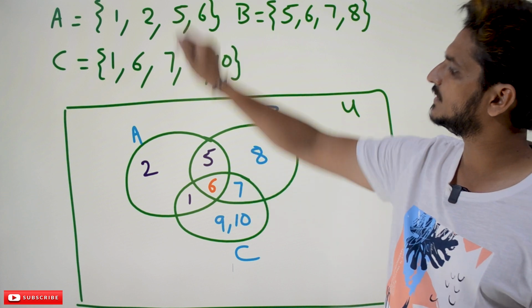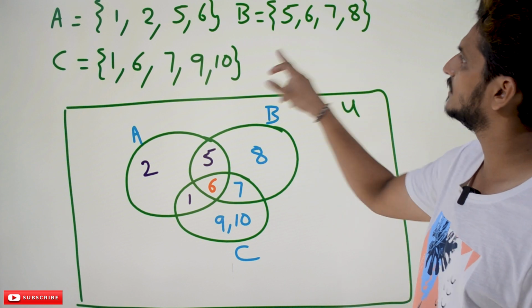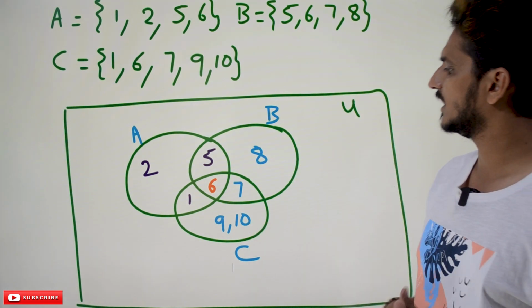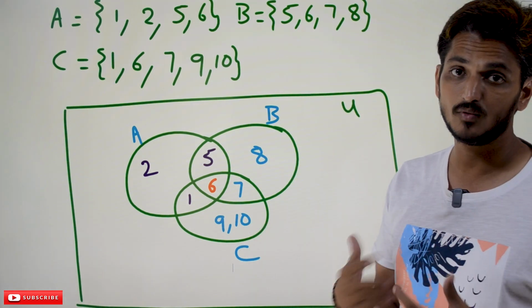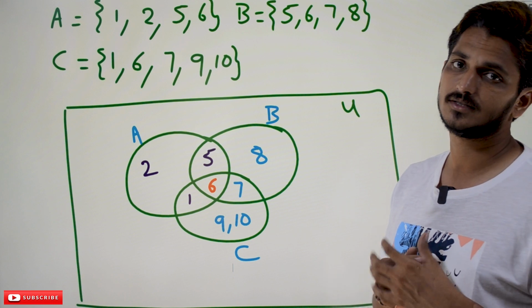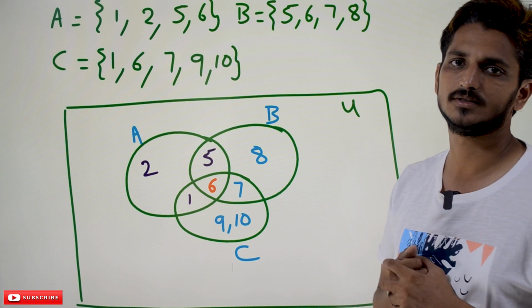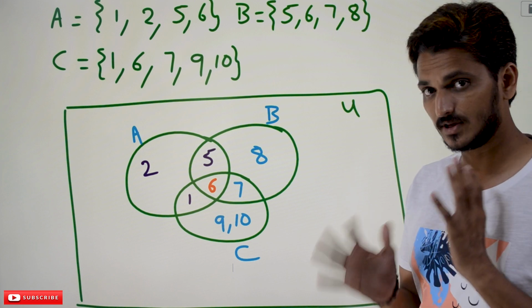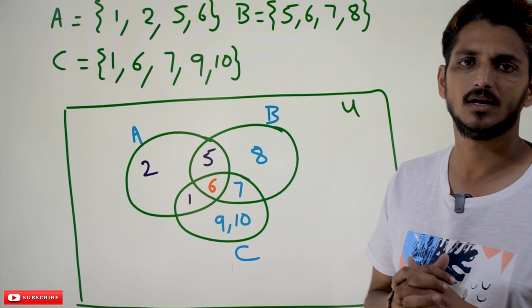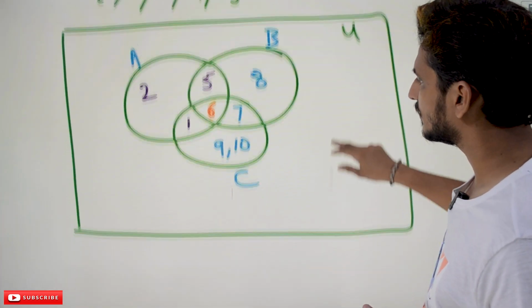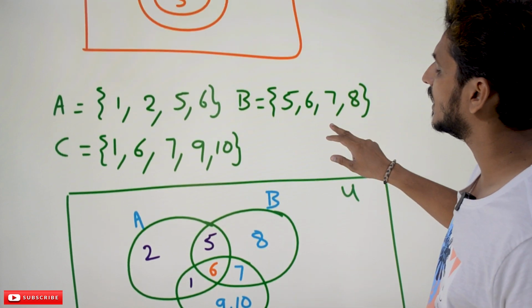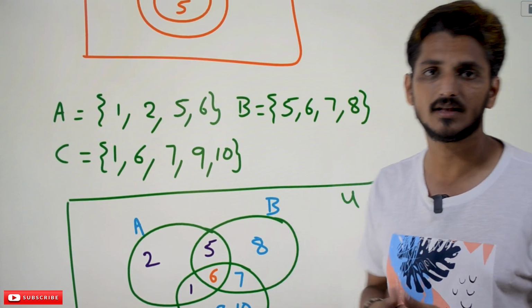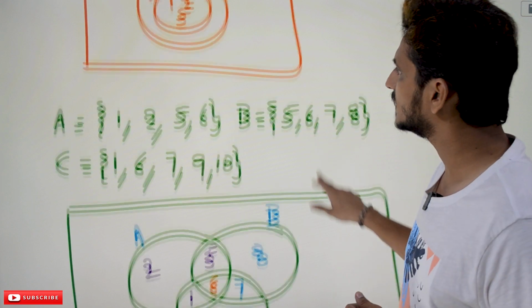What are the remaining elements in A? 2. The remaining elements in B? 8. The remaining elements in C? 9, 10. This is how we represent sets if you are given three different sets. If you have common elements, we do it like this. Hope you understand how to represent sets in Venn diagram form.